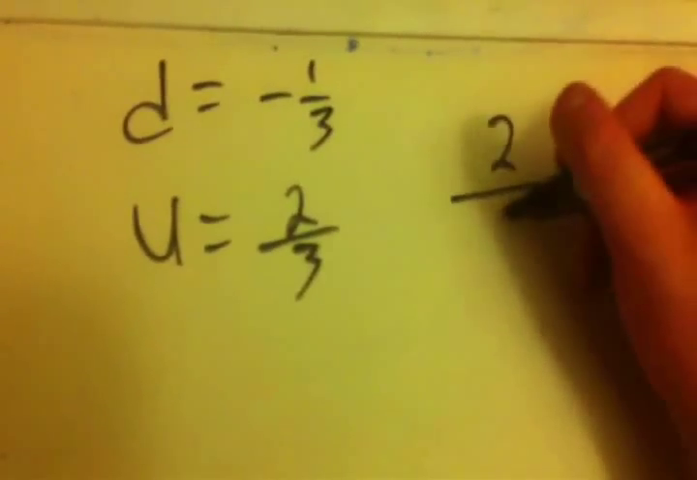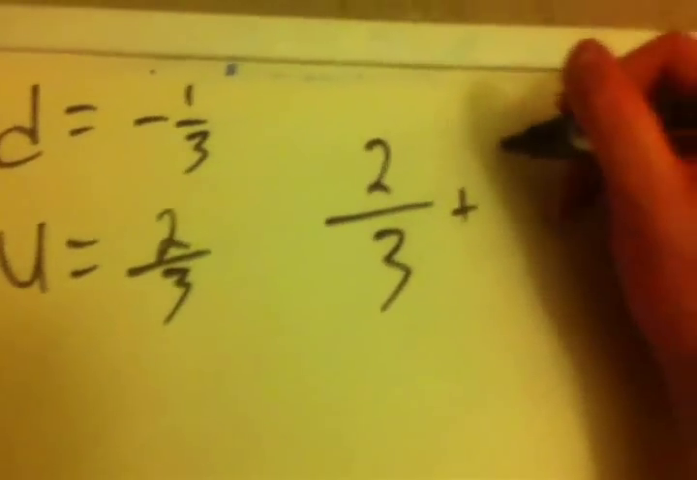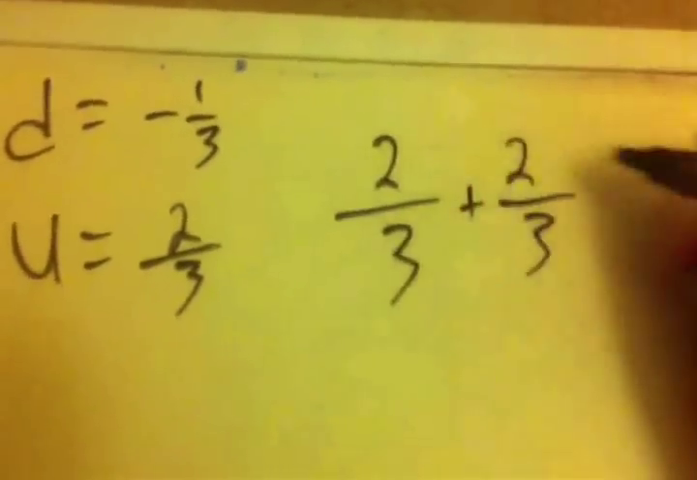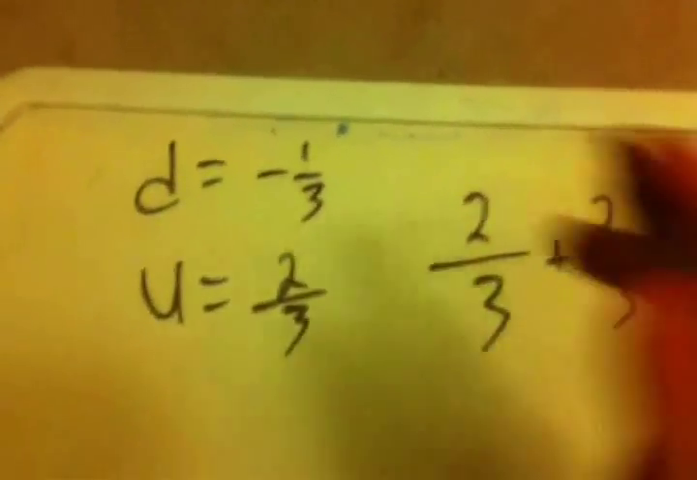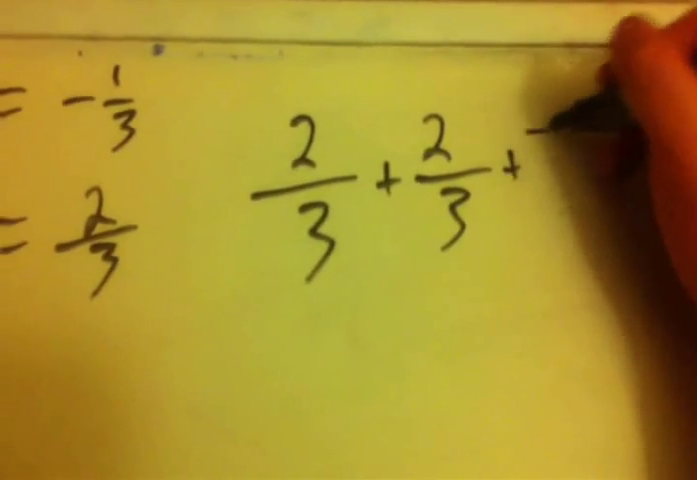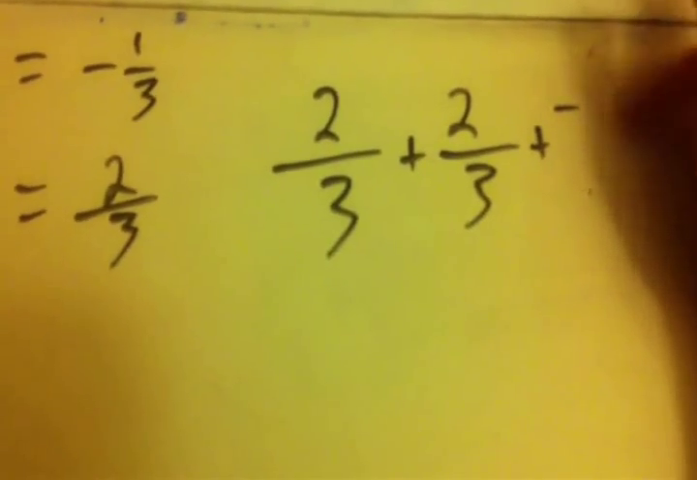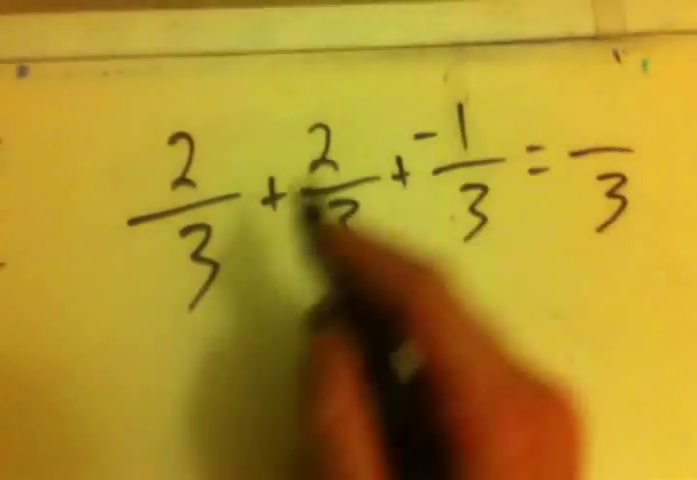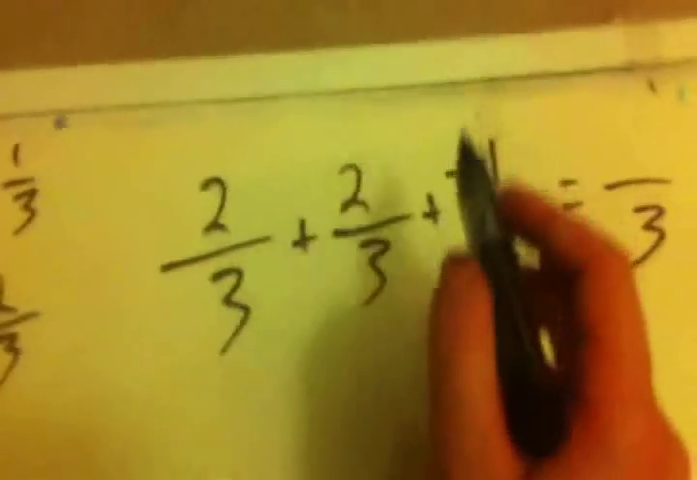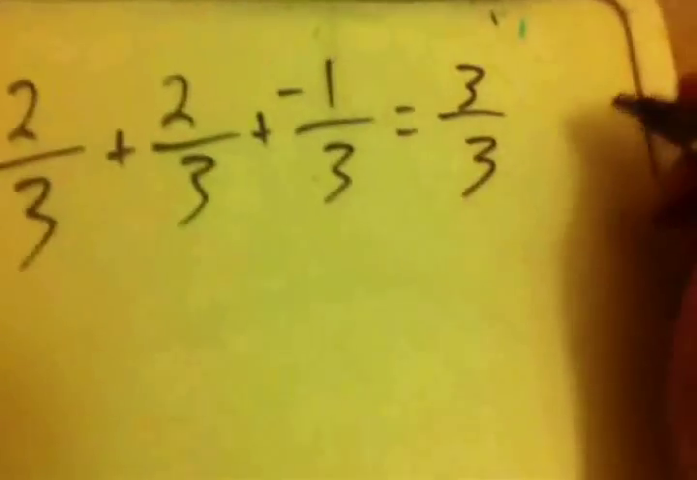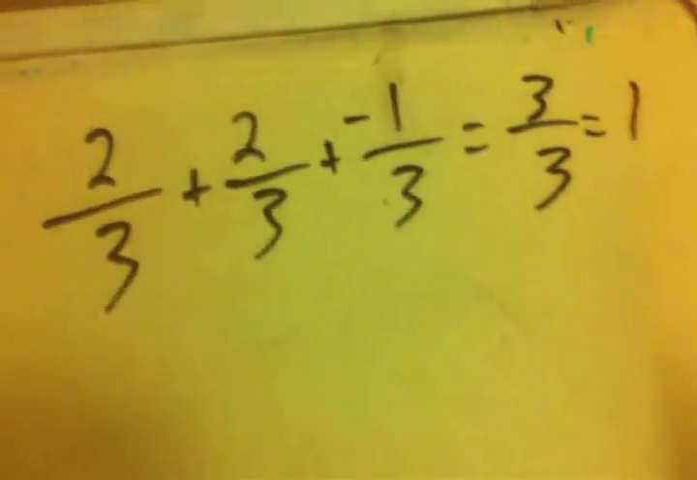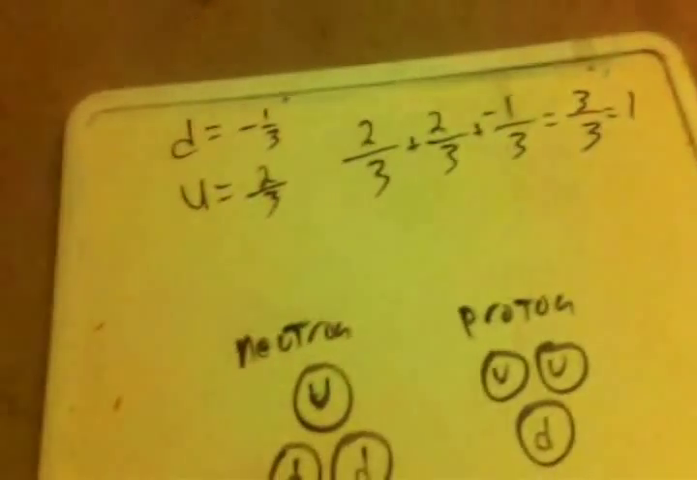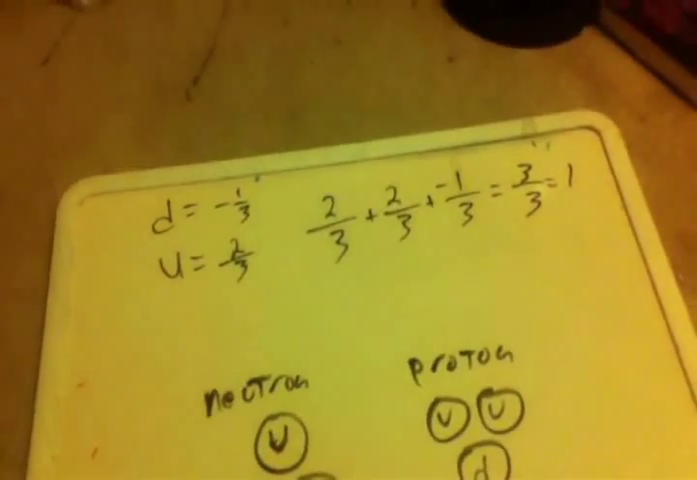Proton is positive 2/3 plus positive 2/3. Those are the two ups, remember? The ups have a 2/3 positive charge. What about that down? Plus a negative 1/3. What does that equal? Well, let's do some really ridiculously simple math. Here's a 3. 2 plus 2 or 4 minus 1 is 3. X over X equals 1. And so you have it. That is how the quark configuration works.